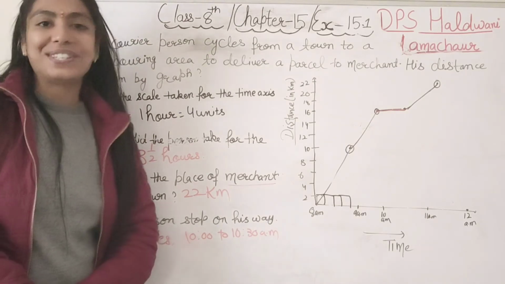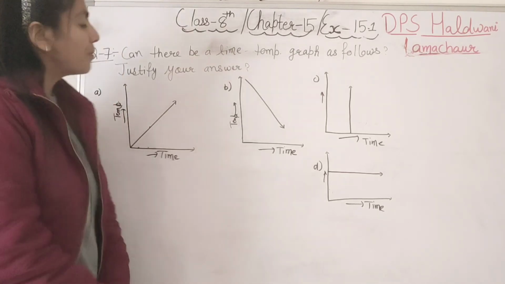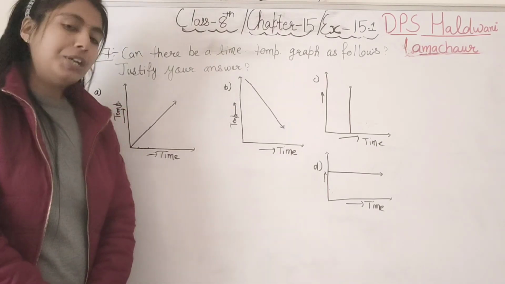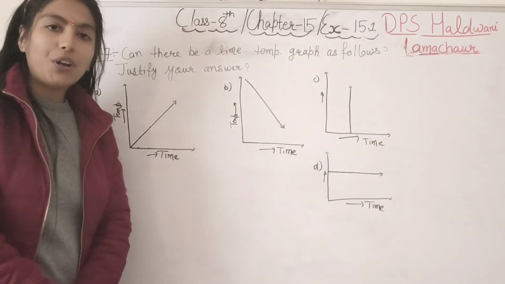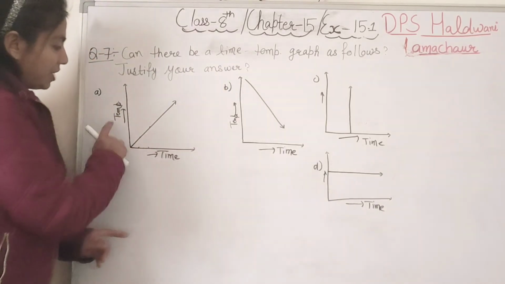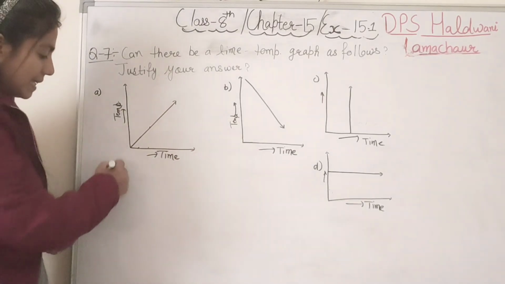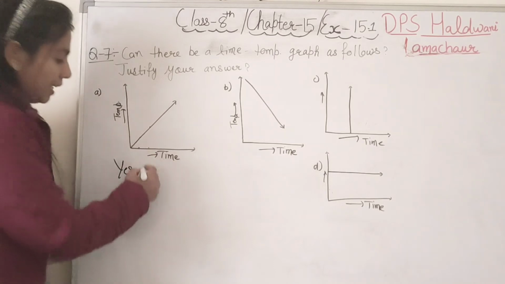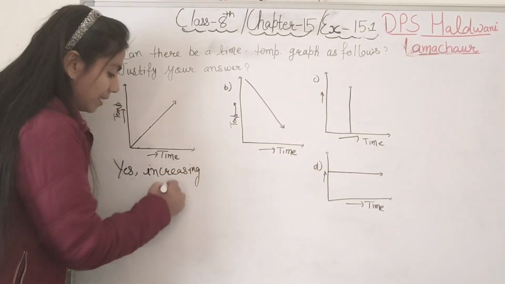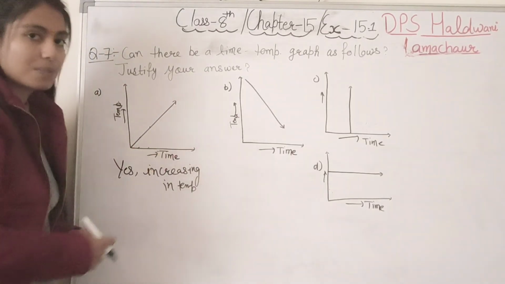Coming to our question number 7, student: can there be a temperature-time graph as follows? Justify your answer. It means you have a temperature-time graph, you have to tell whether it is possible or not, and then you can justify your answer also. Right student? A part, temperature-time graph, so it is increasing only. So is it possible? Yes, it is possible. And what is it showing? It is showing an increase in temperature. Right student, because at different times the temperature is increasing, so it's possible.